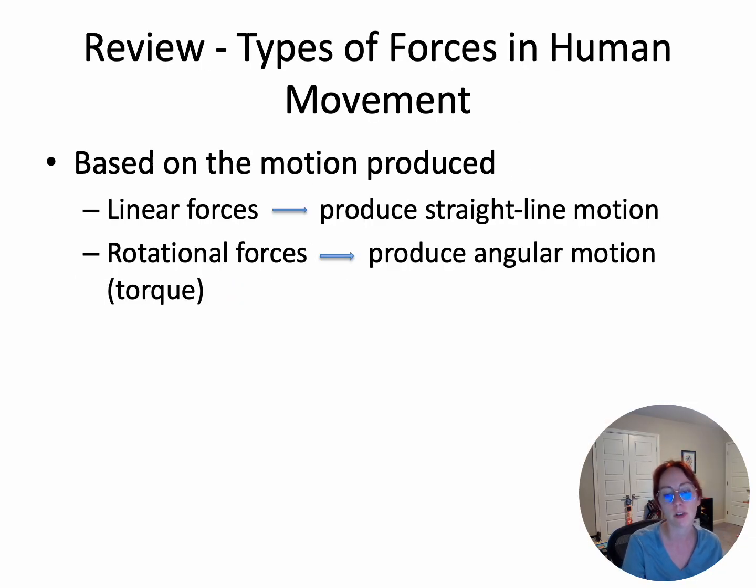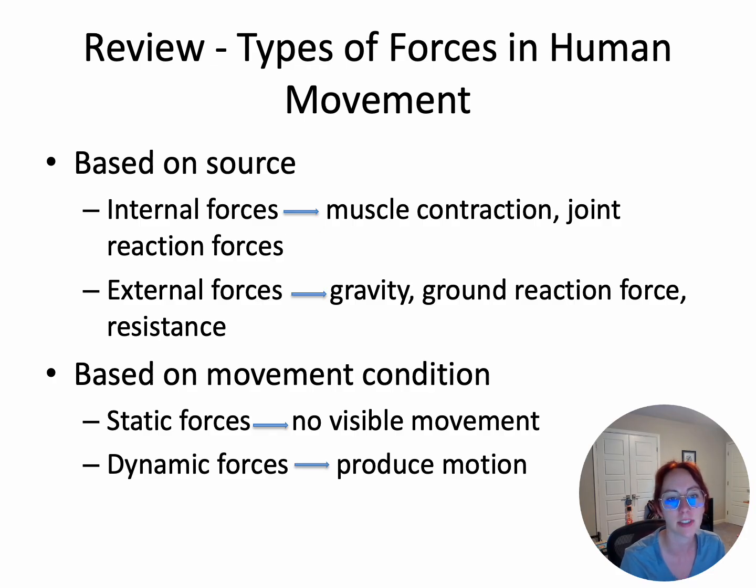And so here is a review of what we've gone over thus far. The types of forces in human movement based on movement produced: we have linear forces, which produce straight line motion, and rotational forces, which produce angular motion known as torque. And then we have different types of forces in human movement. The review here: we have internal forces coming from muscle contraction, and joint reaction forces, the body's ability to react to the forces being applied to it.